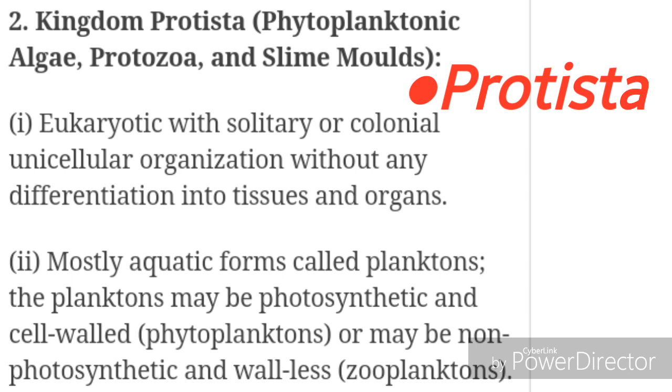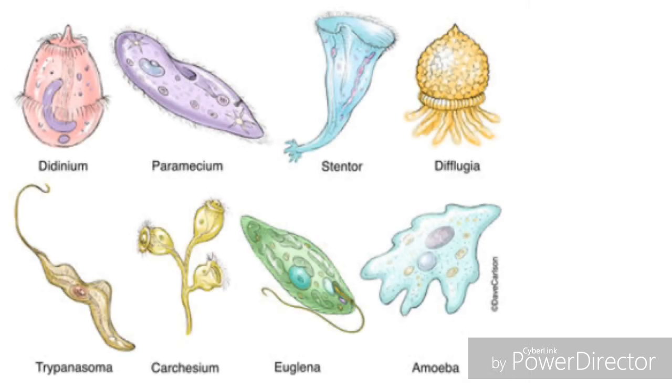The second kingdom, Protista, consists of phytoplanktonic algae, protozoans, and slime molds. These organisms are eukaryotic with solitary or colonial unicellular organization without any differentiation into tissues and organs. Mostly these are aquatic forms. The photosynthetic algal forms are called phytoplankton and non-photosynthetic aquatic forms are called zooplankton.